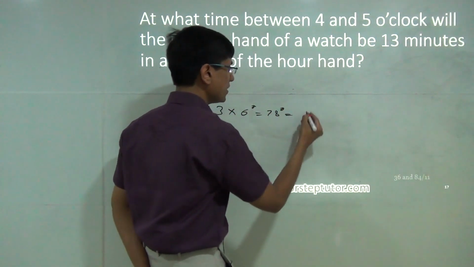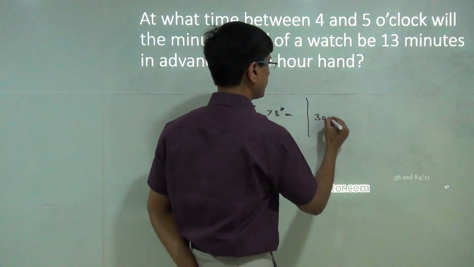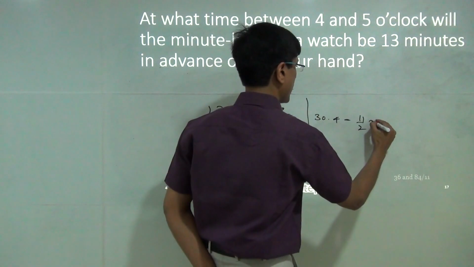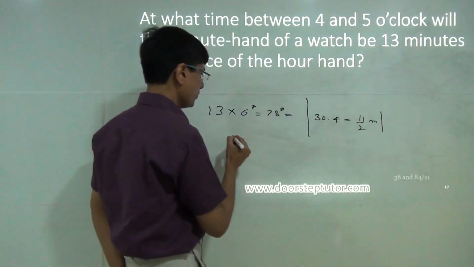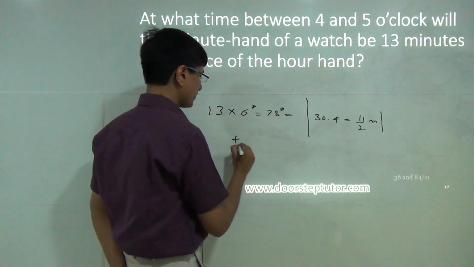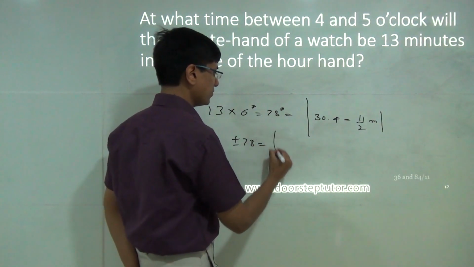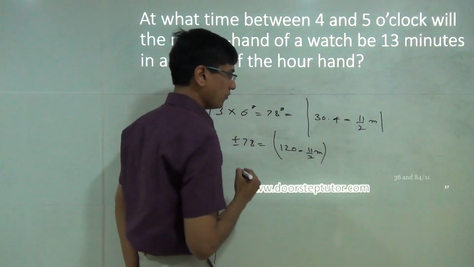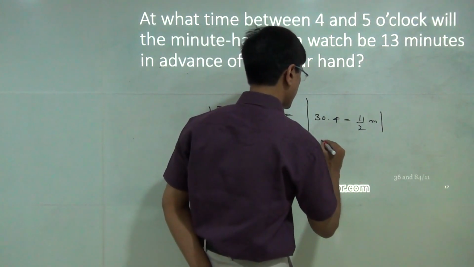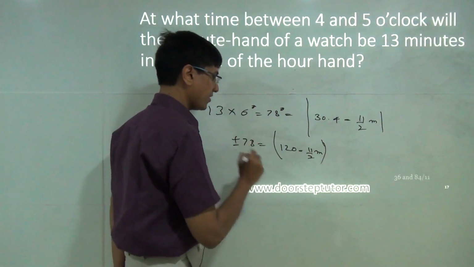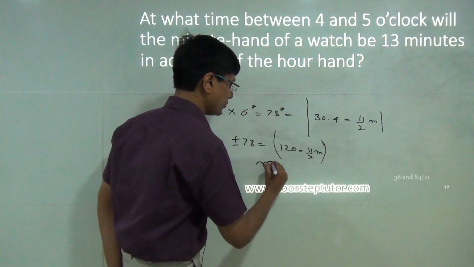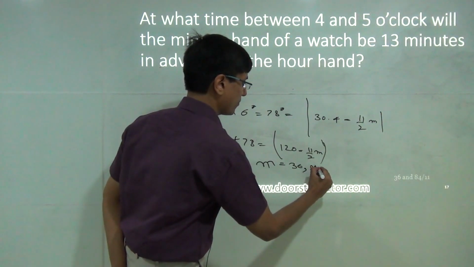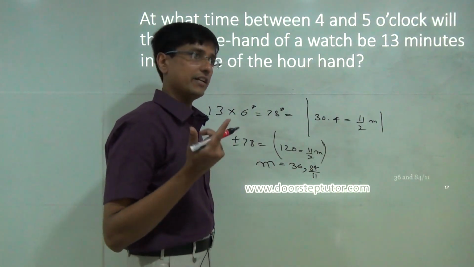And now we can use our formula. Absolute value of 30h, where h is 4, minus 11 by 2 m, equals 78. I have to find the m. I can do that. This becomes plus minus 78. I remove the absolute value sign: 120 minus 11 by 2 m. I solve for m. There are two values of m that I will get, one from plus 78 and one from minus 78. And those two values are 36 and 84 by 11. But again, there is a twist.